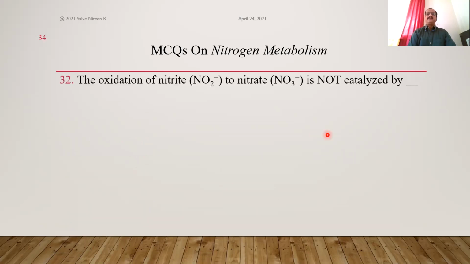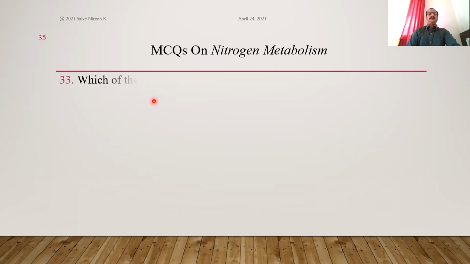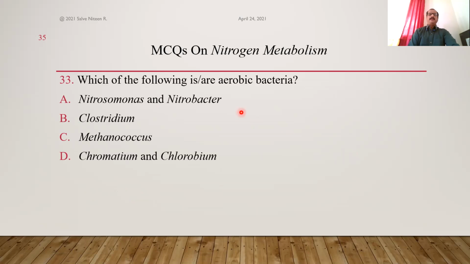Okay, oxidation of nitrite to nitrate is not catalyzed by. So here you can see, answer here is nitrosomonas, because here you can see nitrobacter, nitrospira, nitrococcus. In the previous question, the bacteria were nitrosospira, nitrosococcus, but here so is missing. So here, the answer is nitrosomonas. A is the answer. Which of the following are aerobic bacteria? So we know nitrosomonas and nitrobacter, which are nitrifying bacteria causing nitrification in 2 steps, are aerobic bacteria. So A is the answer.